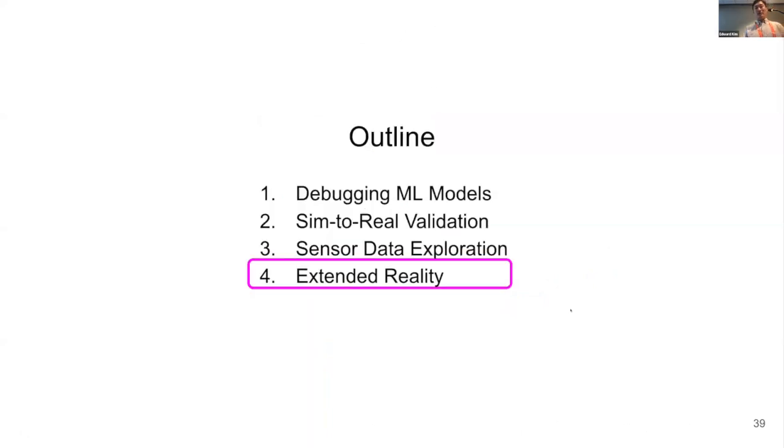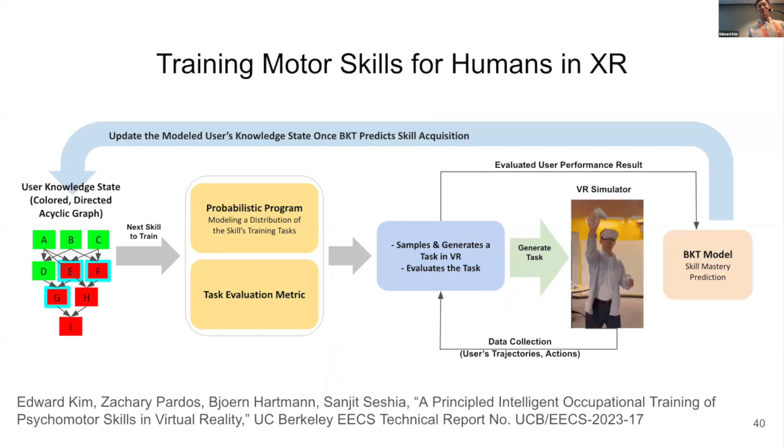And the last part is extended reality. I'll just go through this briefly. Using SCENIC and Verify, basically, we're modeling a different library of SCENIC programs, each program associated with each motor skill that we want to train for humans. And in this case, we're modeling the prerequisite relations between each motor skill.